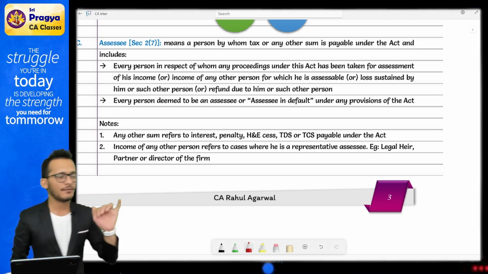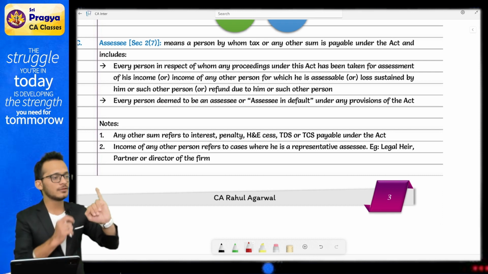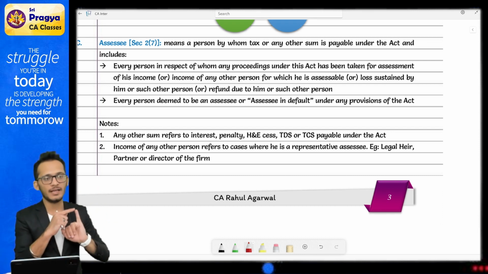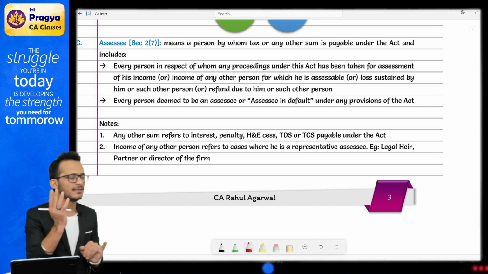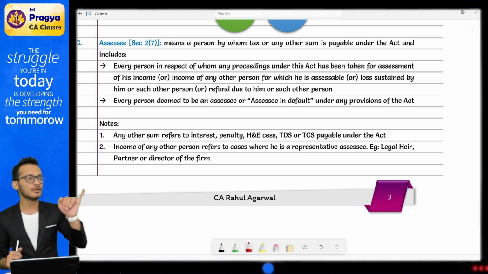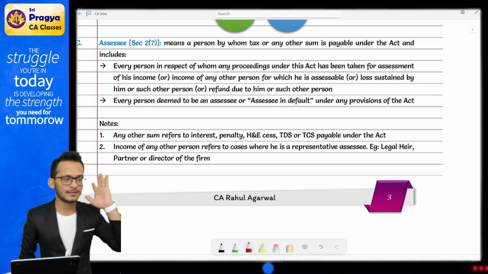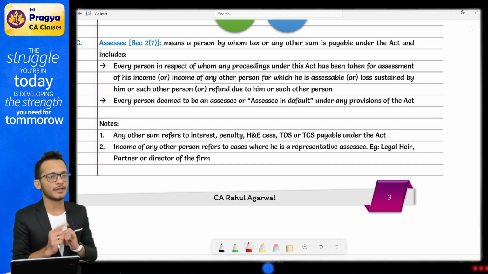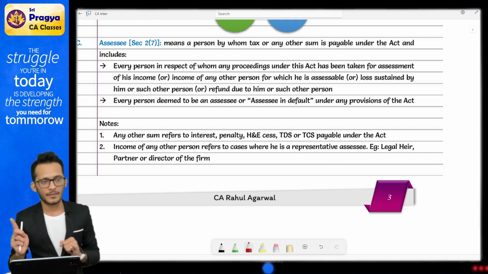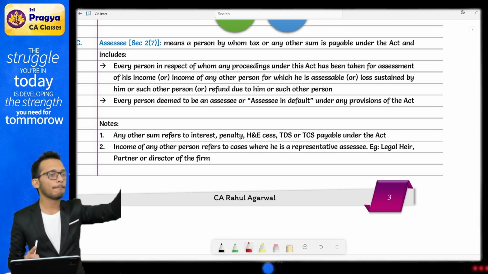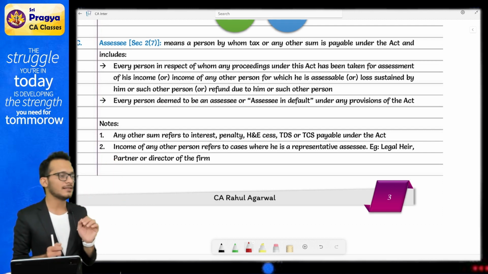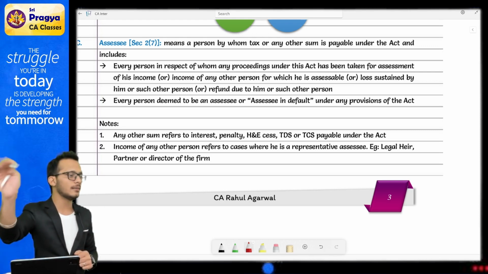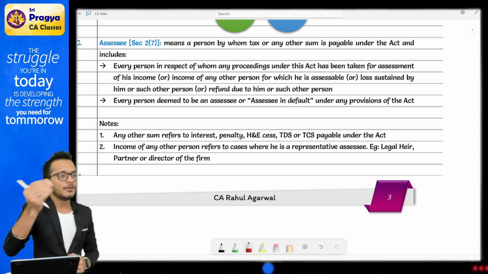The definition of assessee: any person who is liable to pay tax or any other sum under the act. Any other sum could mean penalty, interest, fees, late filing fees and all those things. It also includes people who are assessed for their income, loss, or refund. When you're talking about assessing, you're not just talking about his income, loss or refund. You're also talking about someone else's income, loss and refund if it is assessable by him.